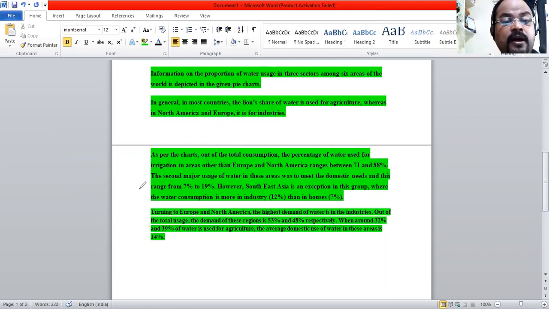So we have grouped the data into two specific paragraphs. In the first paragraph, we have talked about the areas where most water is consumed for agriculture. In the second paragraph, we have given data of North America and Europe, where the water usage is mostly for industries. So this is what we have seen here.